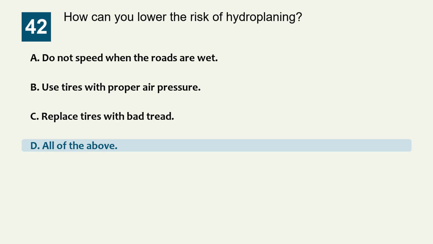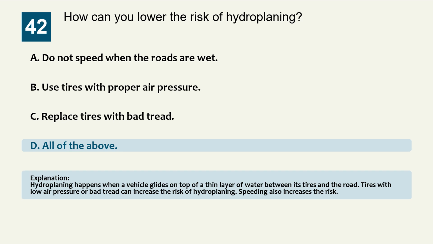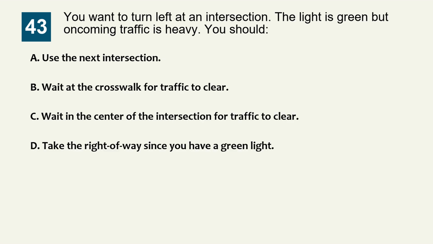The correct answer is option D, all of the above. Explanation. Hydroplaning happens when a vehicle glides on top of a thin layer of water between its tires and the road. Tires with low air pressure or bad tread can increase the risk of hydroplaning. Speeding also increases the risk. Question 43. You want to turn left at an intersection. The light is green but oncoming traffic is heavy. You should: Option A, use the next intersection. Option B, wait at the crosswalk for traffic to clear. Option C, wait in the center of the intersection for traffic to clear. Option D, take the right of way since you have a green light.